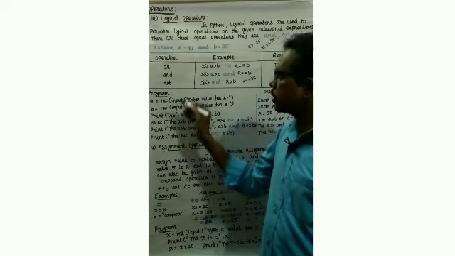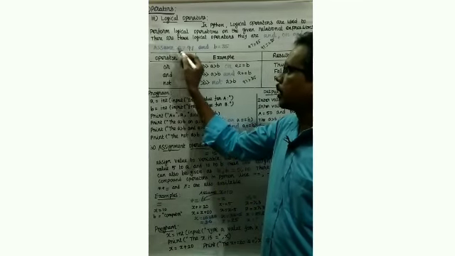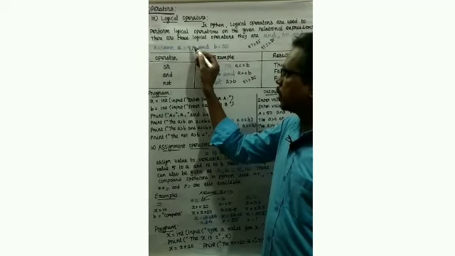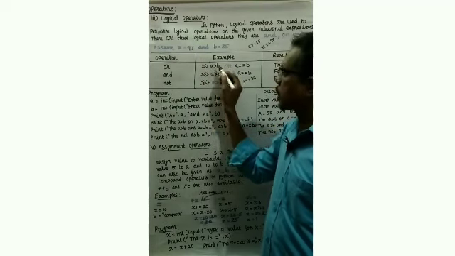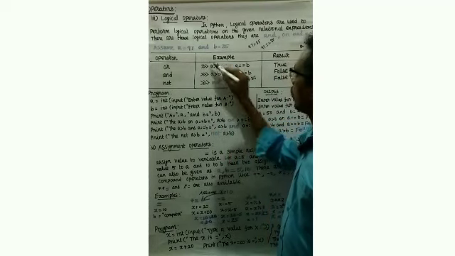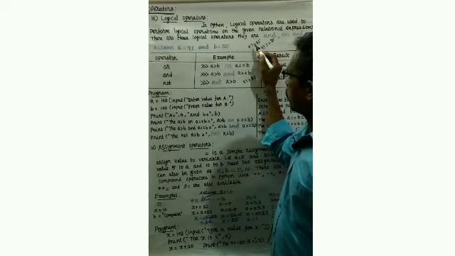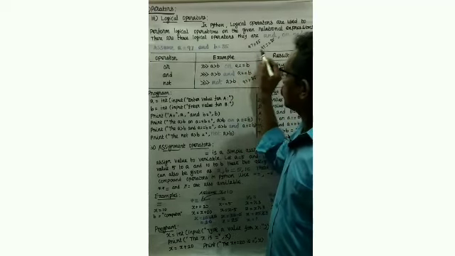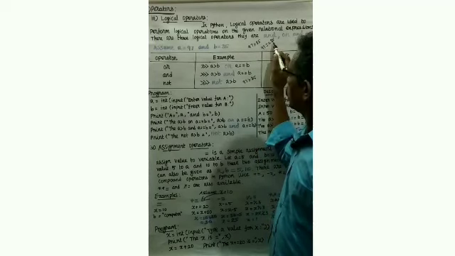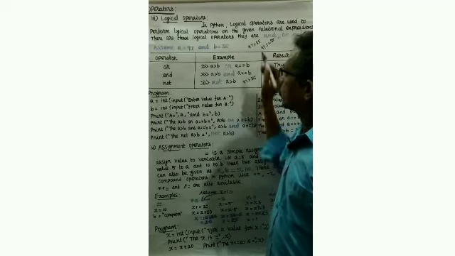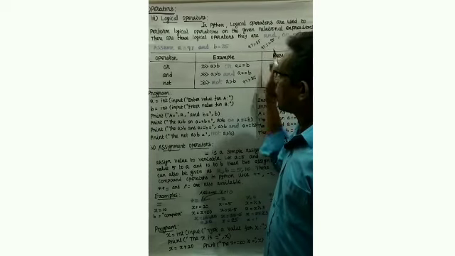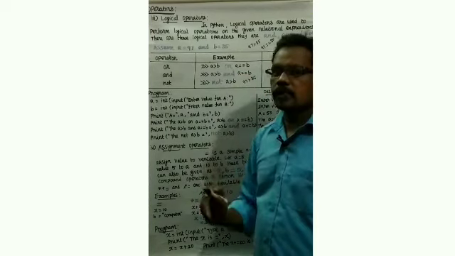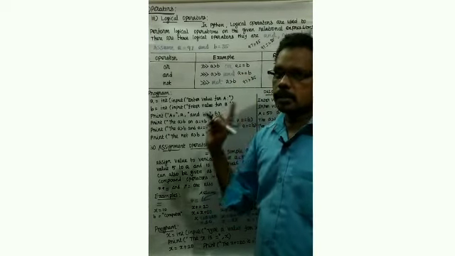Okay, we can see some examples. Assume A equal to 97 and B equal to 35. These values we can assign in this expression. A greater than B: A value 97 greater than B value 35, that is one condition. A value 97 equal to B value 35. First condition is true, second condition is false. So when we are using the OR operator, if any one of the conditions is true, the result is true.